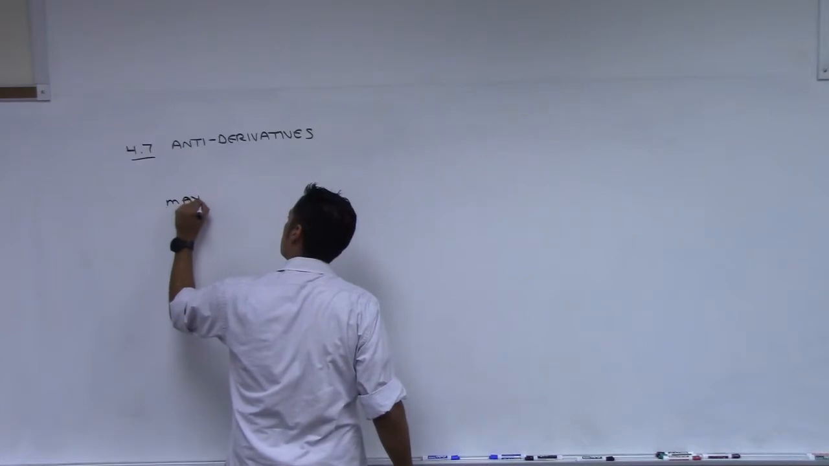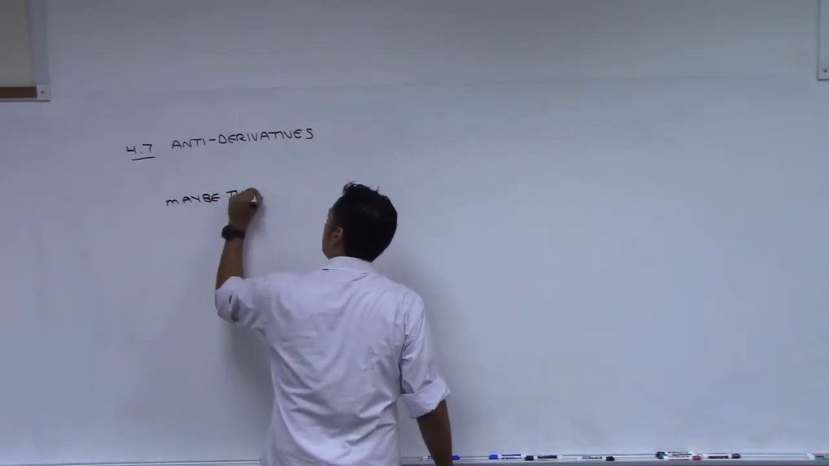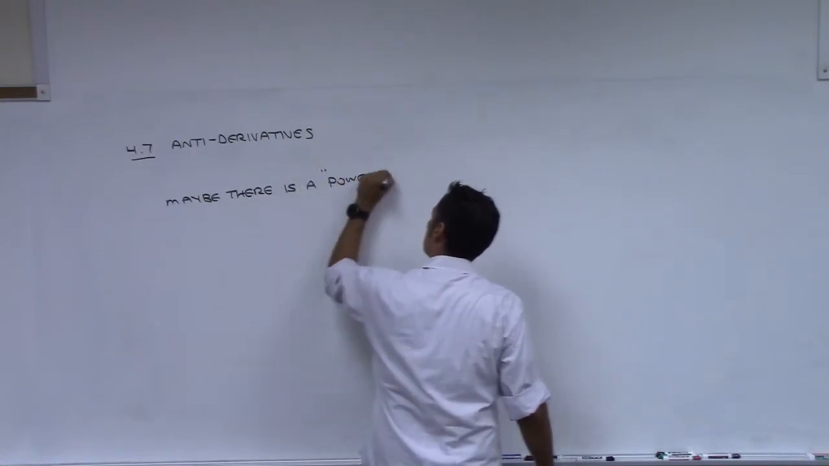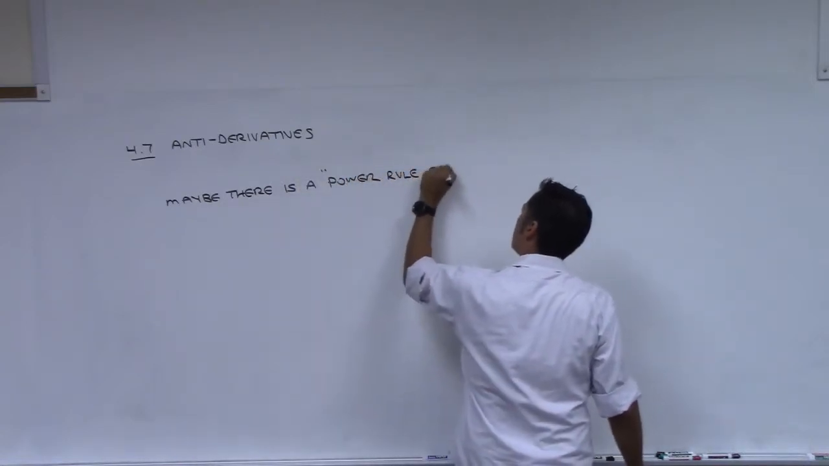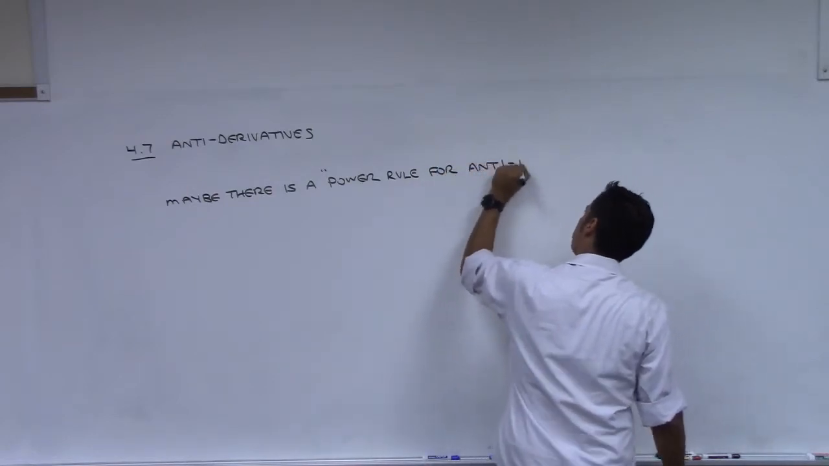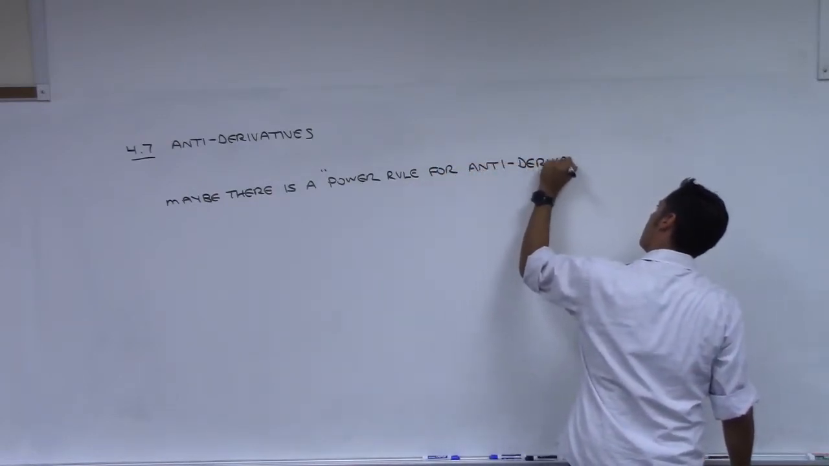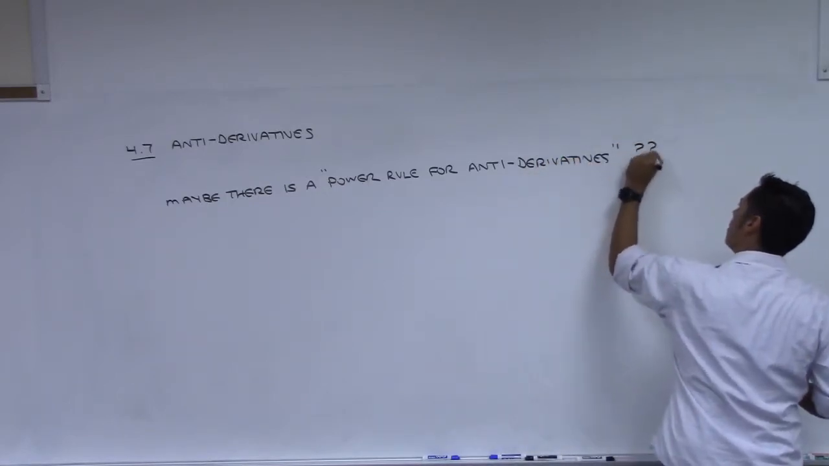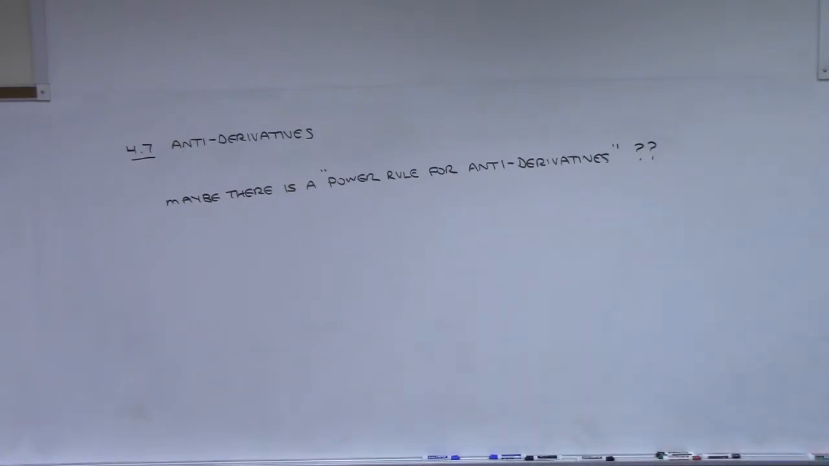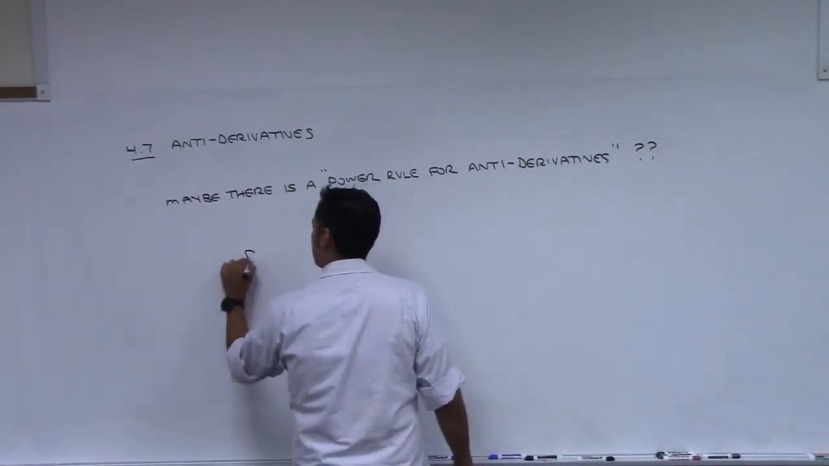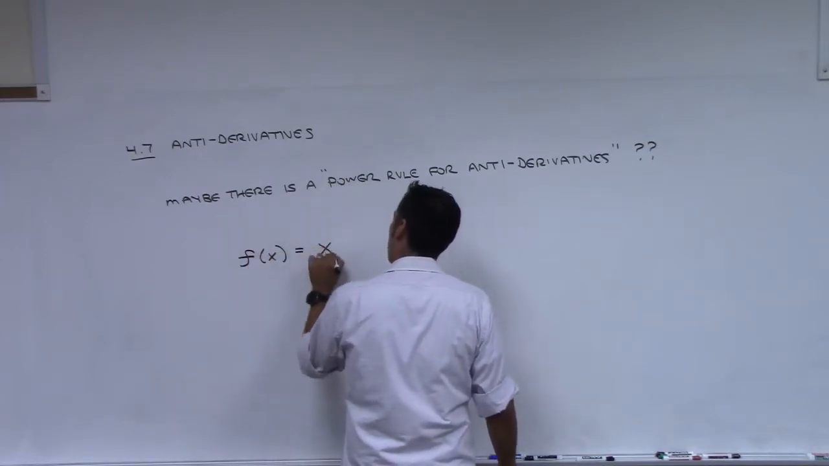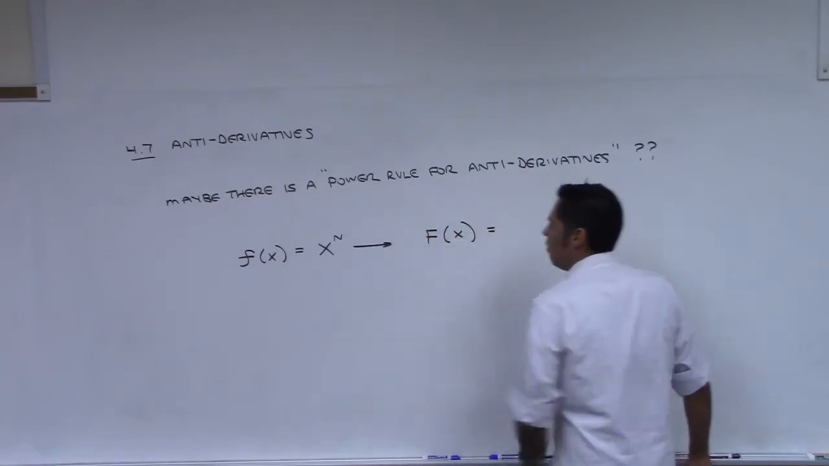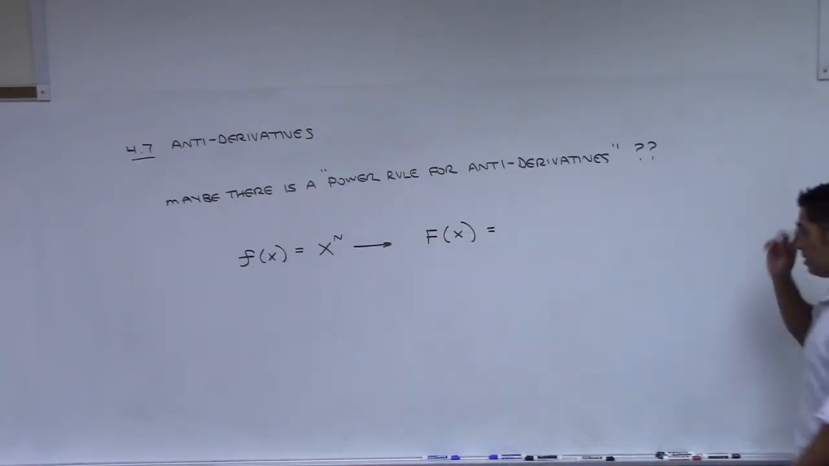Maybe there is a power rule for antiderivatives. Maybe there is. So let's try it. If we had little f of x was x to any power, then the general antiderivative of this, what are we going to have to do to the power? We've already talked through this. We're going to add 1 to it.